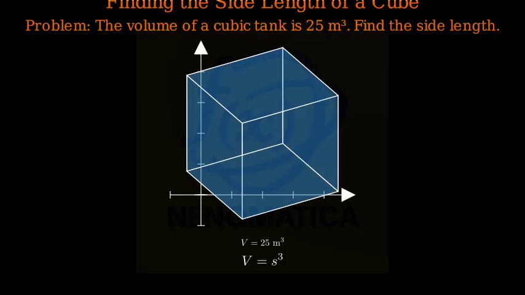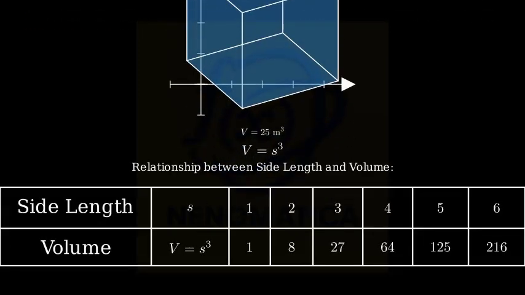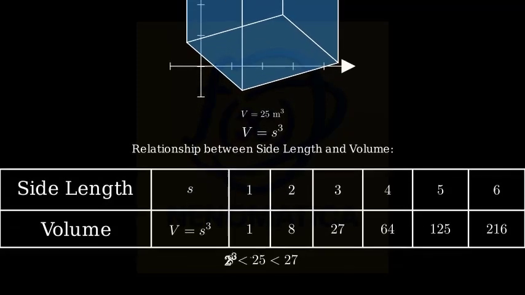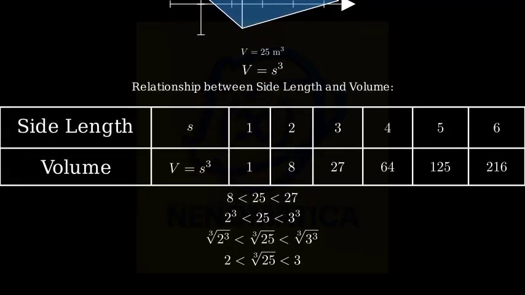Now, let's create a table to see how the volume changes as the side length increases. This will help us find which side length gives us a volume of 25 cubic meters. Looking at our table, we can see that when the side length is 3, the volume is 27 cubic meters, and when the side length is 2, the volume is 8 cubic meters. Since our target volume is 25 cubic meters, the side length must be between 2 and 3 meters.